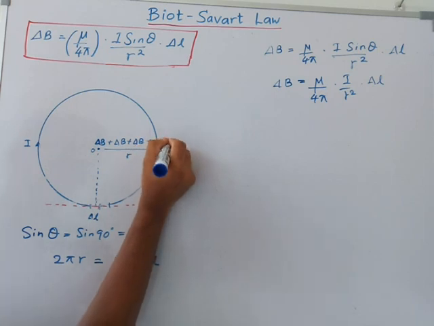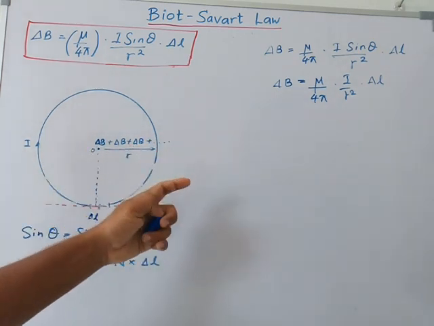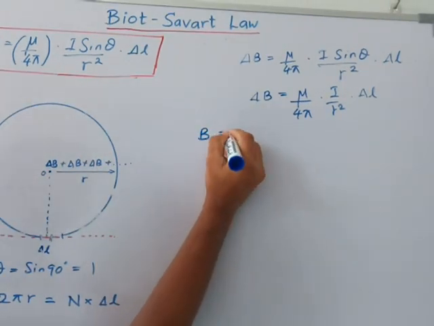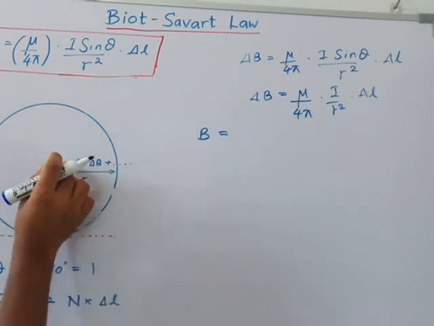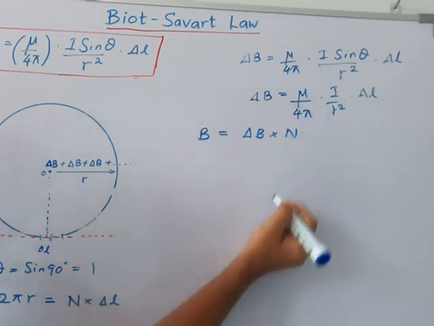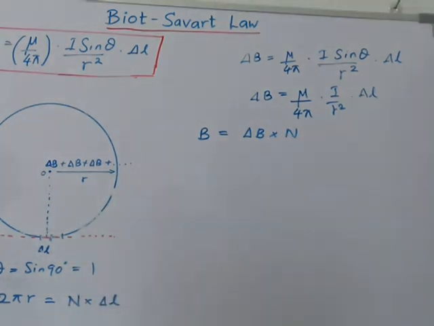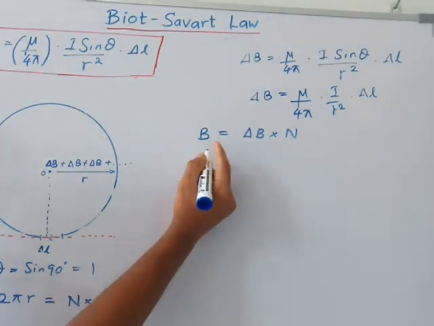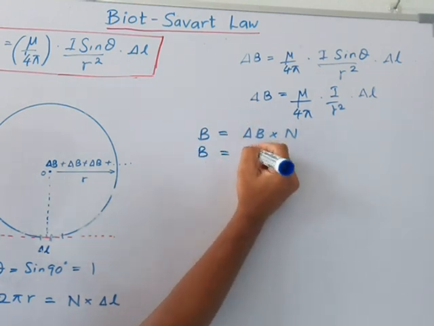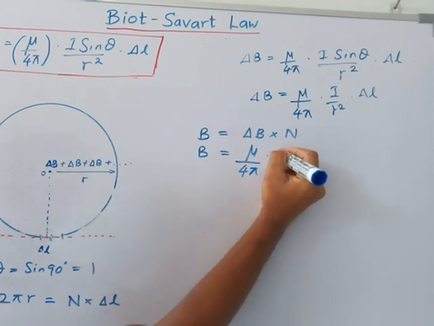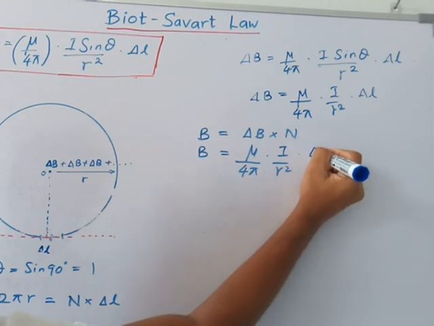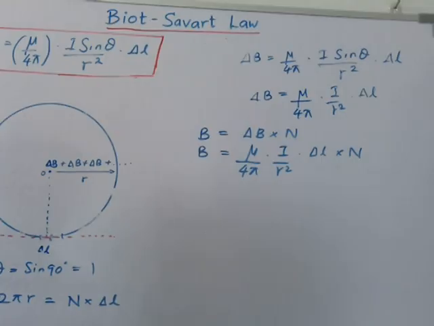So there is going to be delta B into N number of terms added up. So I can write the total magnetic flux density at this point, B, equal to delta B into capital N, right? Now I can write delta B in terms of this. So B is equal to mu over 4 pi times I over R squared times delta L times N. Okay, so what is delta L times N?